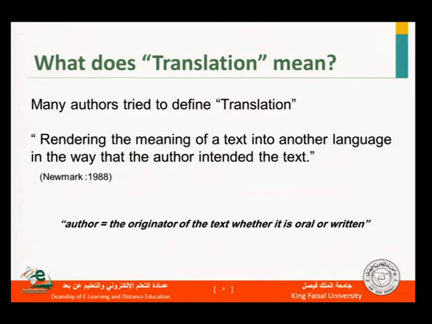The first one is Newmark. I have just talked to you about his book, Textbook of Translation, and he has authored many other books in that area. He puts it like this: rendering the meaning of a text into another language in the way that the author intended the text. I asked you to concentrate on two major key words: rendering the meaning, transporting the meaning.